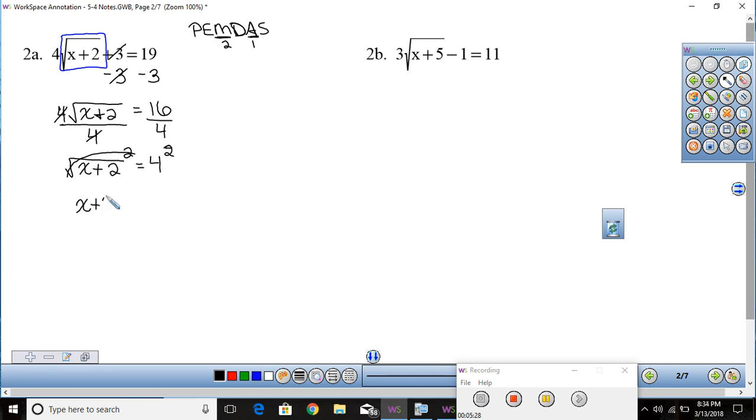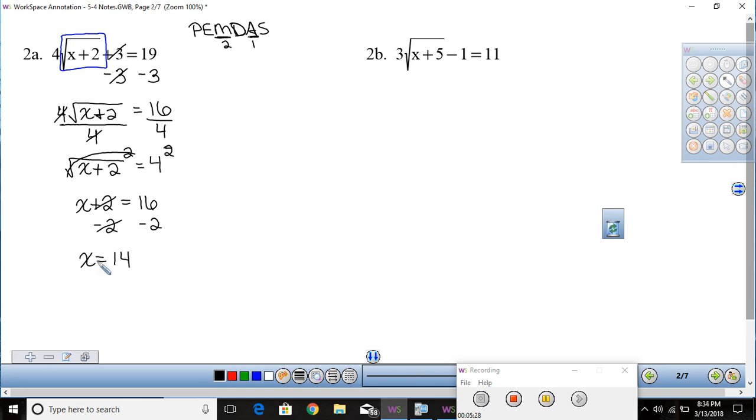X plus 2 is equal to 4 squared, which is 16. Then I'm going to subtract the 2, because that's the only thing left over here with the x. So I've got x is equal to 14.